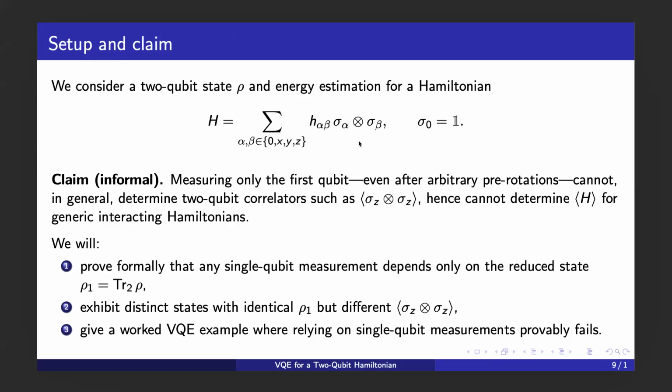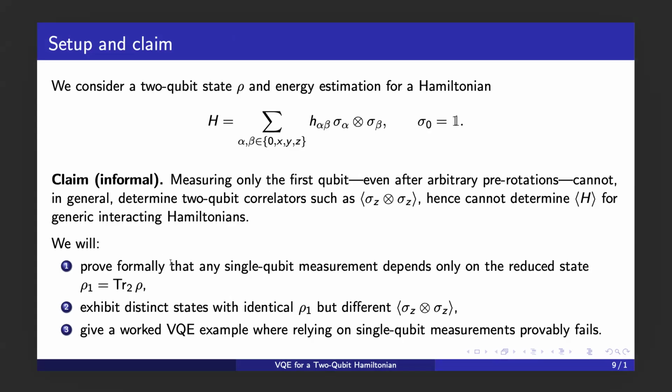So if you look at the Hamiltonian which we have in project one for the two qubit case, we have a sigma Z and a Pauli X matrix. We don't have the Pauli Y. So our Hamiltonian can then be rewritten in terms of a set of Pauli matrices. So this is a general expression. And when you're measuring only the first qubit, even after arbitrary pre-rotations, you cannot in general determine qubit correlators such as this one. So you cannot determine this expectation value for generic interacting Hamiltonians.